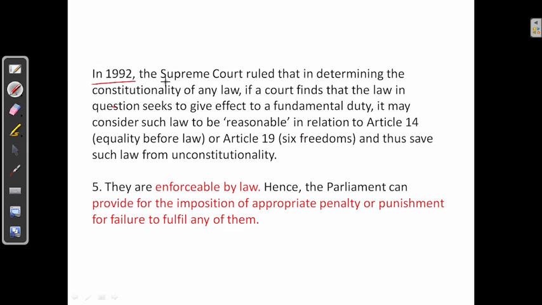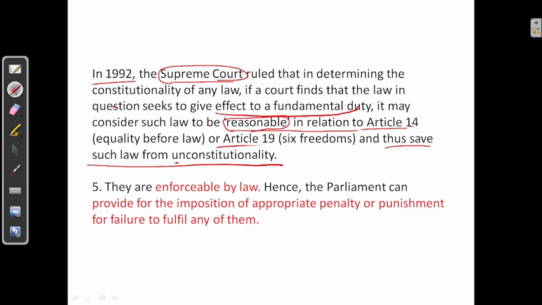In 1992, the Supreme Court ruled that in determining the constitutionality of any law, if the court finds that the law in question seeks to give effect to a fundamental duty, it may consider such law to be reasonable in relation to Article 14 or Article 19 and thus save such law from unconstitutionality. That means if a law gives effect to the fundamental duties, it would be considered a reasonable restriction in relation to Article 14 or 19, such that the law is not considered unconstitutional.